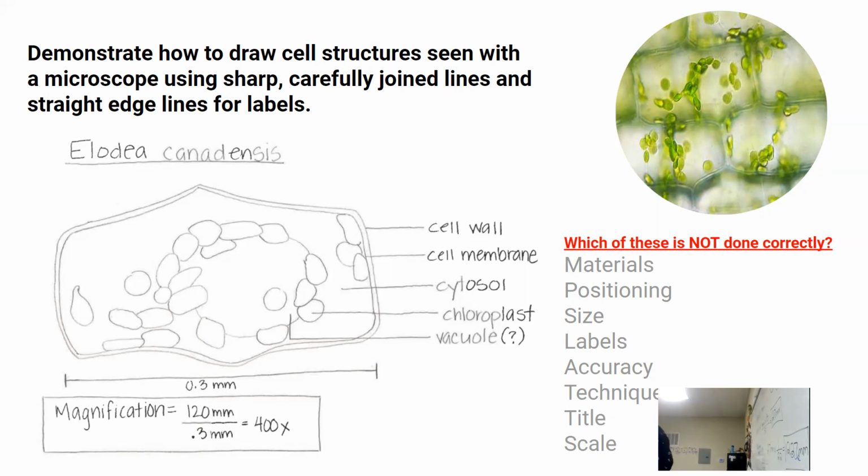Which line? Oh yeah, vacuole. It's horizontal, but it shouldn't have that little L part. Okay, good. Yeah, I wouldn't go with a question mark. I would just either be confident or not.